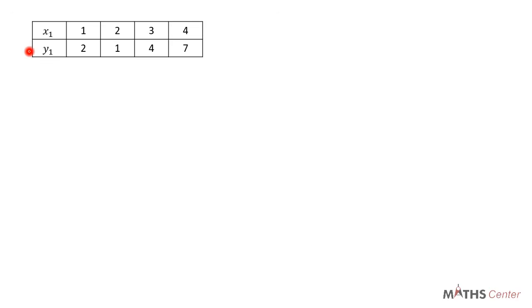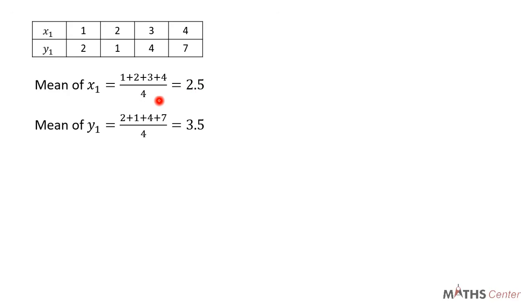Let's do that. These are x1 values and y1 values. So our x1 mean will be equal to, we add all the x1 values together and we divide it by their number. They are 4. So 1 plus 2 plus 3 plus 4 divided by 4. And that gives us 2.5. The mean of y, that will be our y1 mean, will be equal to, we add all the y1 values together and we divide it by their number. So 2 plus 1 plus 4 plus 7 divided by 4. And that gives us 3.5. So x1 mean is 2.5, y1 mean is 3.5.